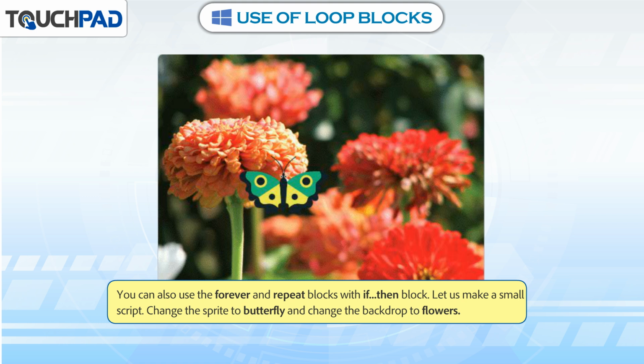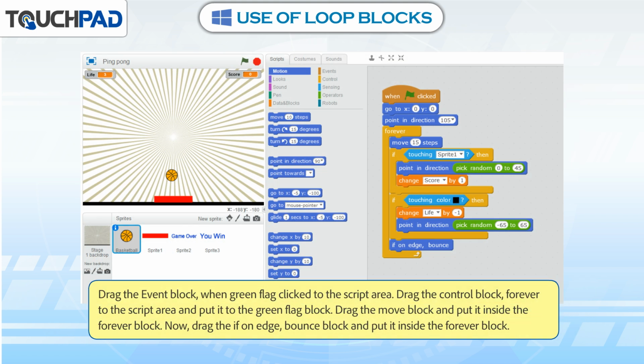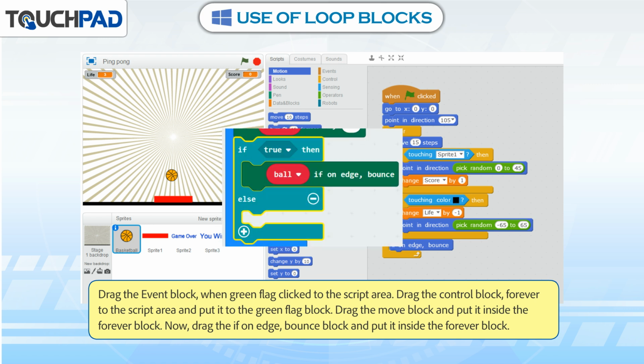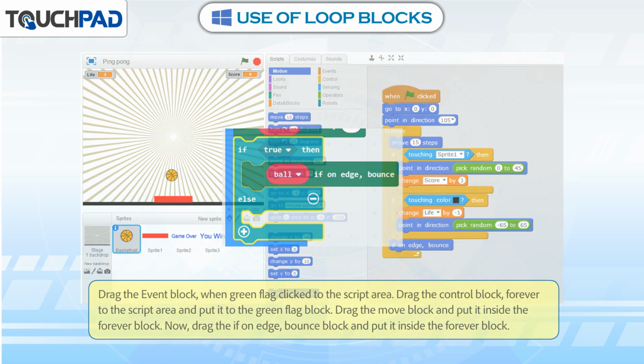Let us make a small script. Change the sprite to butterfly and change the backdrop to flowers. Drag the event block when green flag clicked to the script area. Drag the control block forever to the script area and put it to the green flag block. Drag the move block and put it inside the forever block. Now drag the if on edge bounce block and put it inside the forever block.